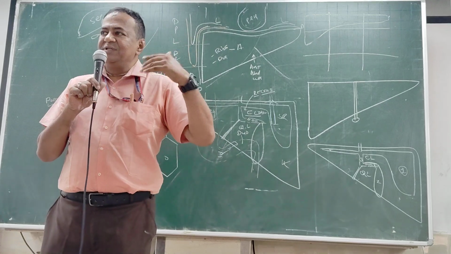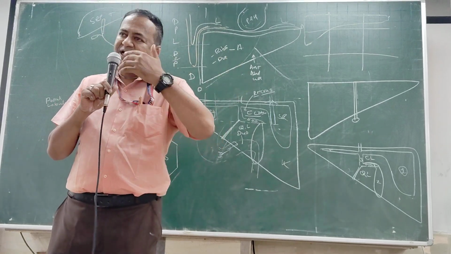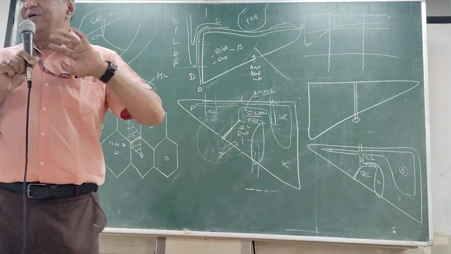So much, so common. I'm little exaggerating, every alternate person, but in elders, most of them have fatty liver grade 1. Okay.